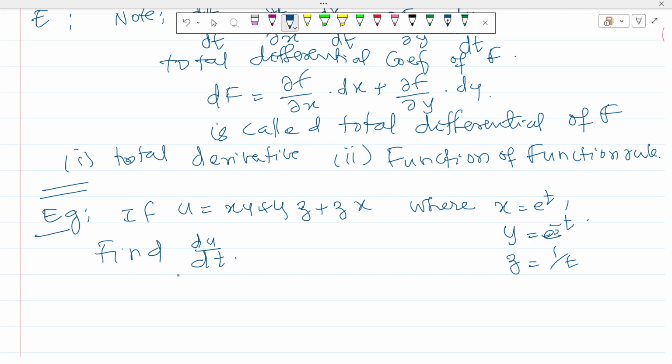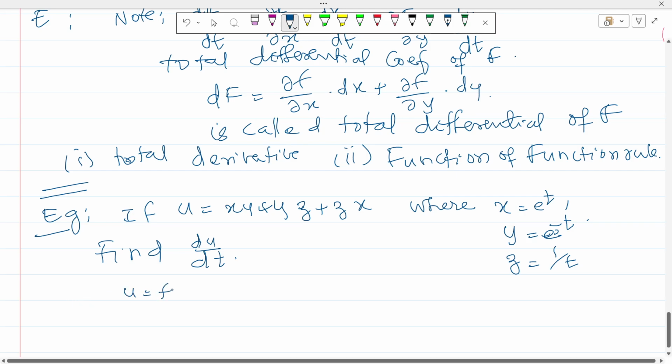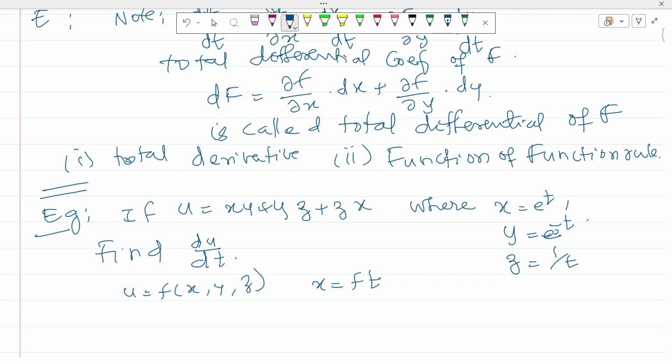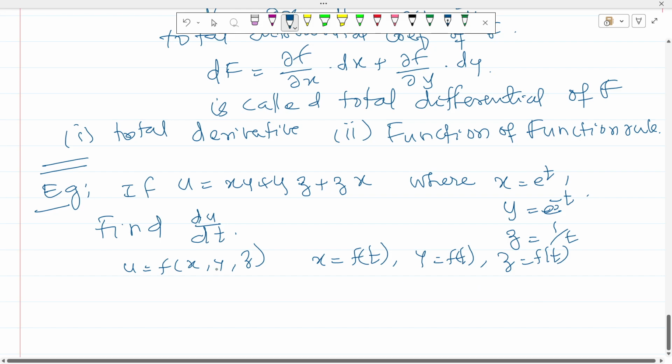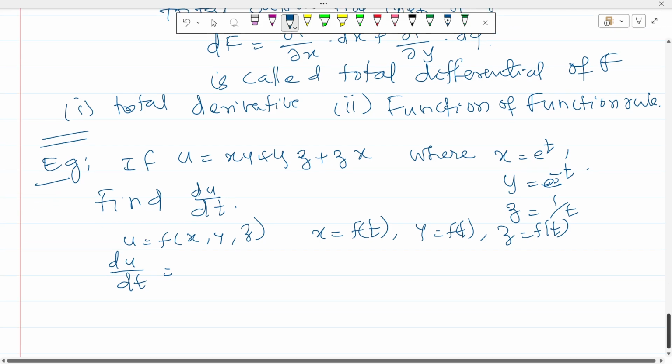Then u is given. It is clear, u is a function of x, y, z, where x is a function of t, y is a function of t, z is a function of t. Okay, so I want to find du by dt. As the diagram, I have already drawn one diagram now.